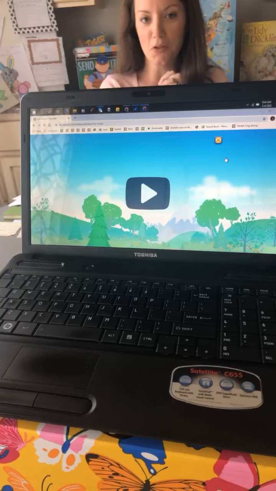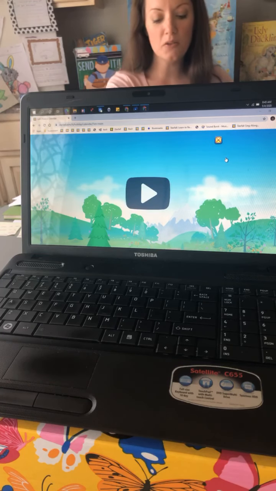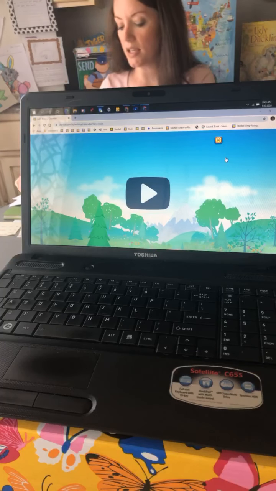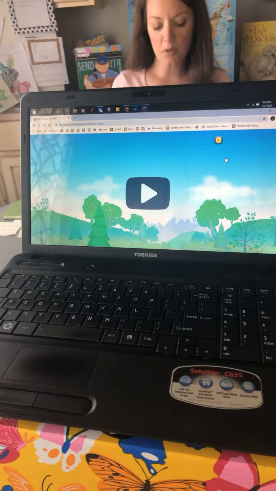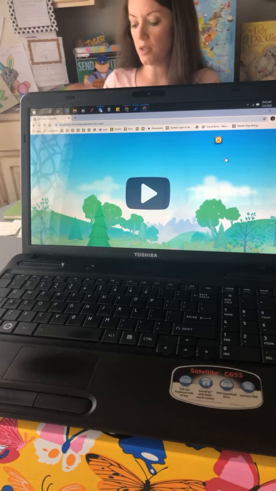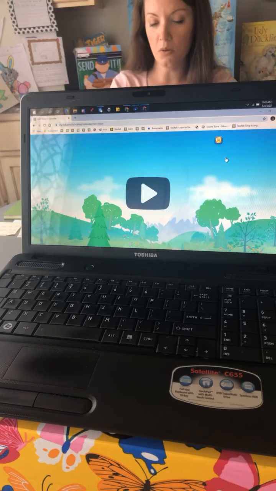Let's start with our song. Good morning, good morning, good morning to you. Good morning, good morning, good morning to you. The day is beginning, there's so much to do. Good morning, good morning, good morning to you.